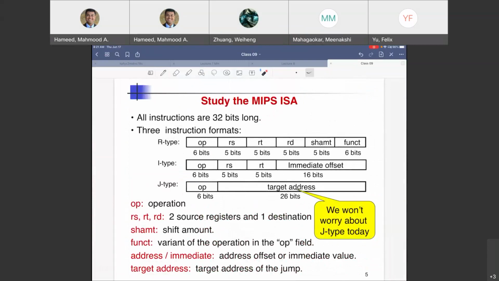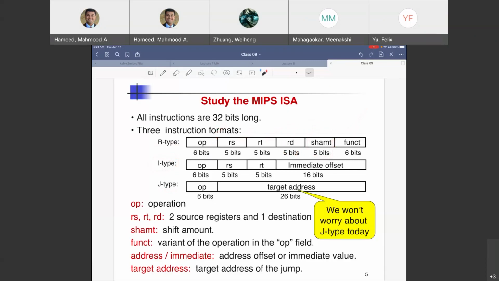There are 3 types of instructions: register (R type), immediate type, and jump type. They have their own specific format. R type instructions have the opcode, RS and RT as your source registers, and the destination register. Some instructions support shifting, and then you have your function code, used to identify variations of the same instruction, like add and add u.